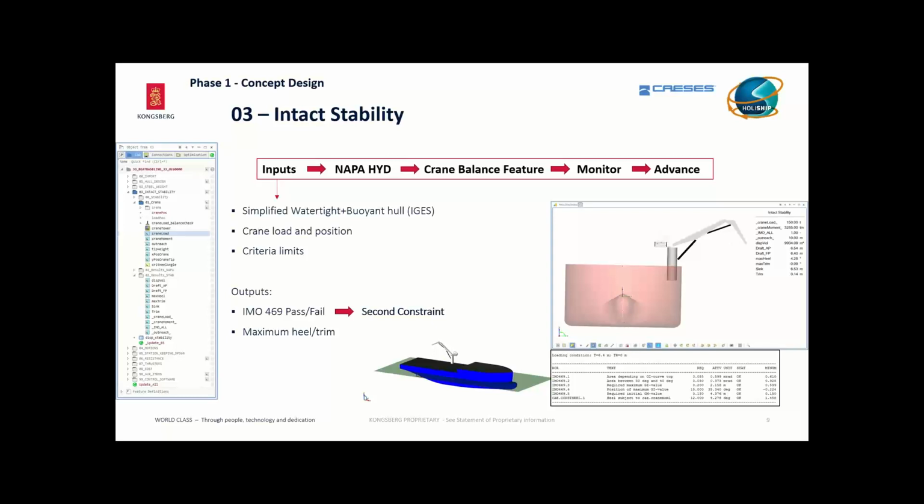Next step is writing arm curve stability check with NAPA and a crane drop load feature written in CAESES, where we check how much the vessel would heel in case we have a load hanging on the crane X meters outside of the deck. This is also a second constraint. It also considers the vessel feasible or not, and if it's a fail in IMO criteria, for example, we don't execute further calculations.